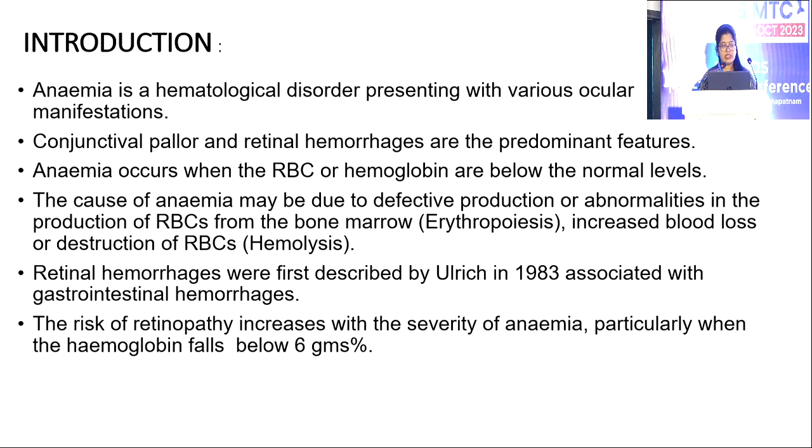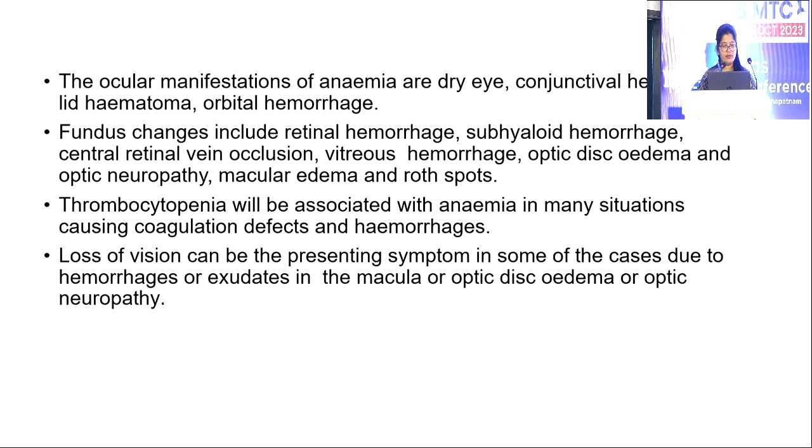Retinal hemorrhages were first described by Ulrich in 1983. The risk of retinopathy increases with the severity of anemia, particularly when the hemoglobin levels fall below 6 gram per deciliter. The ocular manifestations of anemia are dry eye, conjunctival hemorrhage, lid hematoma, orbital hemorrhage. Fundus changes include retinal hemorrhage, subhyaloid hemorrhage, central retinal vein occlusion, vitreous hemorrhage, optic disc edema, optic neuropathy, macular edema, and rod spots. Thrombocytopenia will be associated with anemia in many situations, causing coagulation defects and hemorrhages.